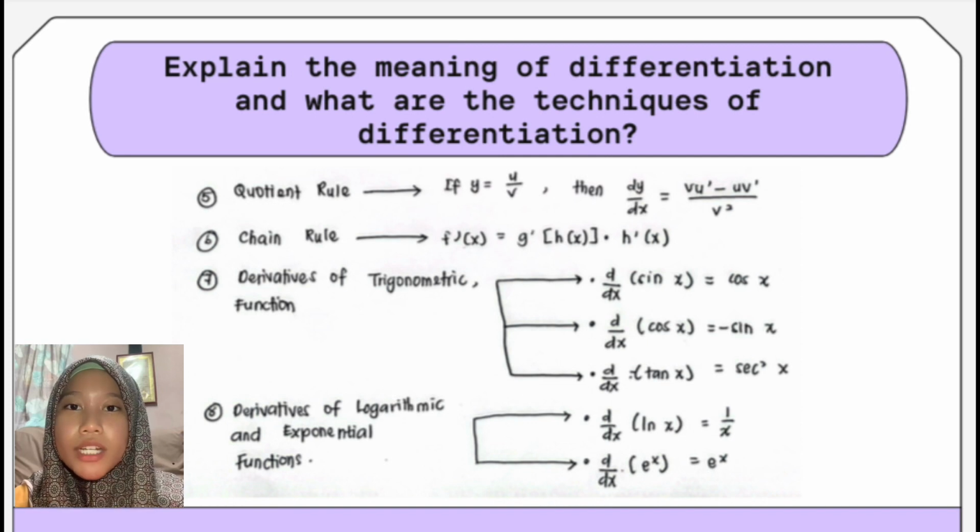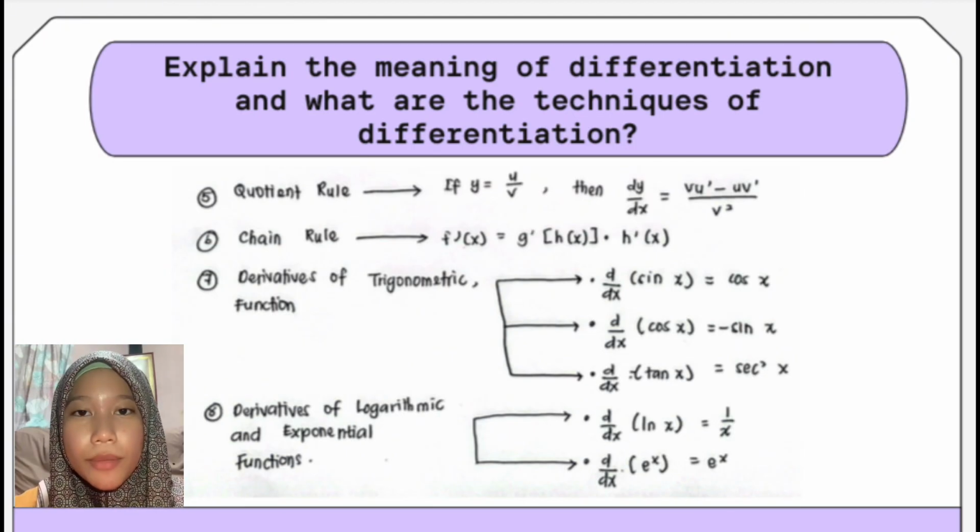The last technique of differentiation is derivatives of logarithmic and exponential functions. It only has two formulas, which are d over dx ln x equals 1 over x and d over dx e to the power of x equals e to the power of x. For example, y equals ln 2x, so dy over dx equals 1 over 2x multiplied by 2. We can simplify by dividing 2x by 2, so we get 1 over x.